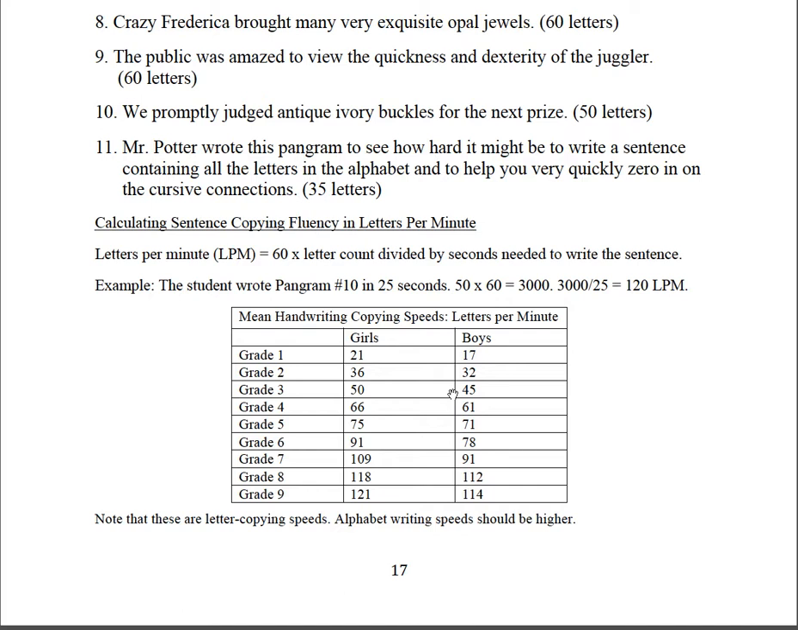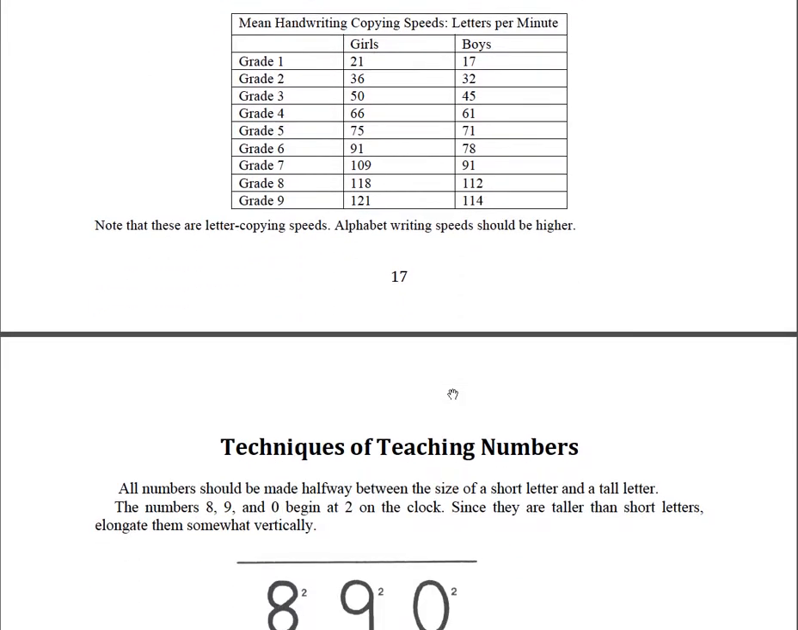Their ability to write the alphabet should be way faster than these speeds, because it takes longer to copy something than to write from memory, but they shouldn't be copying letter by letter. And I'm not sure, but these speeds are probably a lot slower than what my students that learn with Shortcut to Handwriting would be.